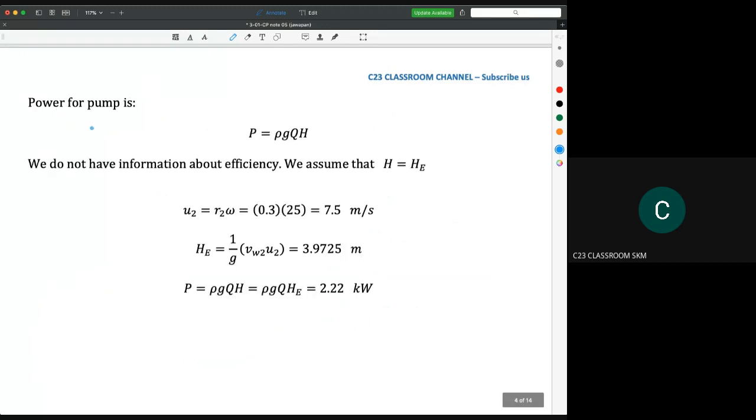And then we go for power. This is the basic equation for power, rho g Q H, but we must be very selective in terms of H, because in our study here we have manometric head and also Euler head. In this question, the question is very simple and we don't have any information about the efficiency, so we just assume that manometric head is equal to Euler head because there are no losses. Then we could calculate the value of Euler head by using this equation.